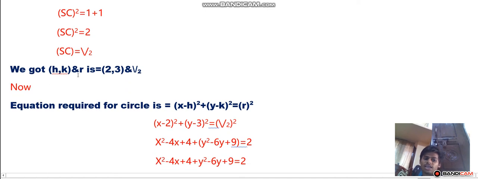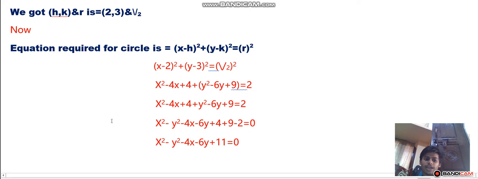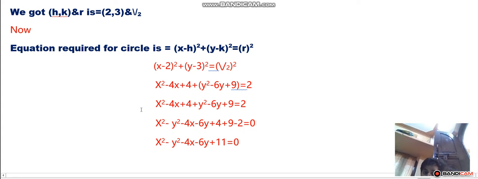And we got h comma k and r as 2 comma 3 and root 2. Now we can write the equation of the required circle. We have h comma k and radius r. What is the formula for the circle? (x minus h) whole square plus (y minus k) whole square is equal to r square. See here, (x minus 2) whole square plus (y minus 3) whole square is equal to (root 2) whole square. Here x square minus 4x plus 4 plus y square minus 6y plus 9 is equal to 2. Then see, now no need to change the signs.